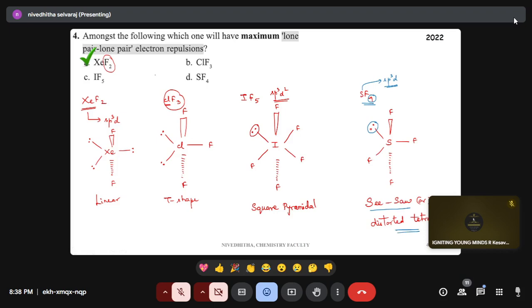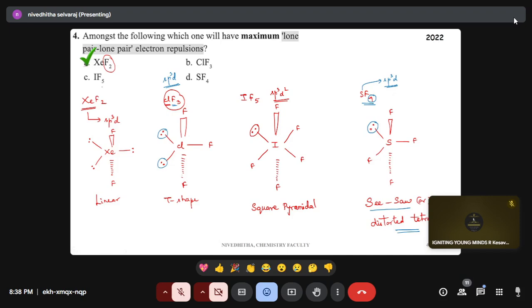Similarly, in ClF3, the hybridization is sp3d, and chlorine can form 5 chemical bonds, but we have only 3 fluorine atoms. So only 3 bonds are connected with atoms, and I have 2 empty bonds, both filled with lone pairs of electrons. In trigonal bipyramidal, if we get one lone pair the structure is seesaw. If we get 2 lone pairs, the shape is T shape.